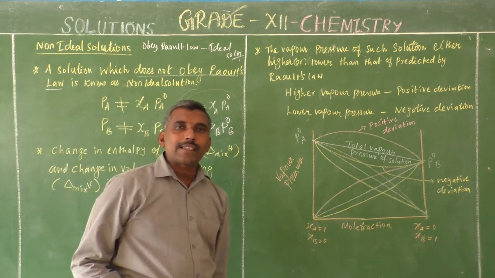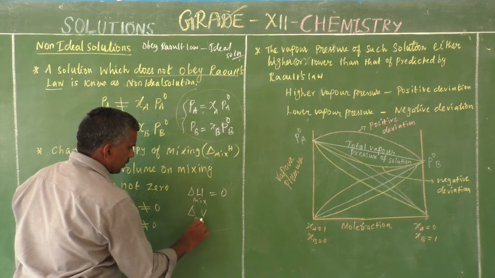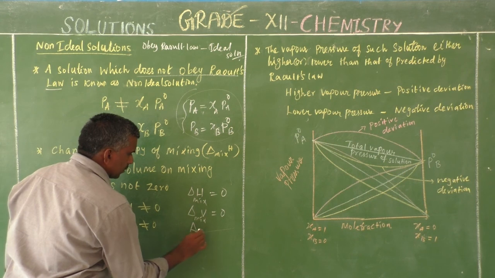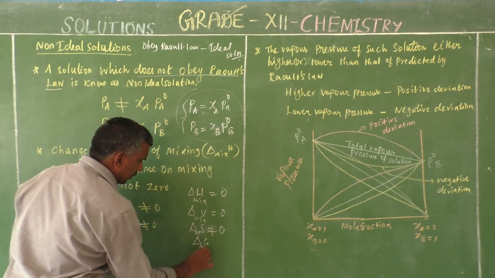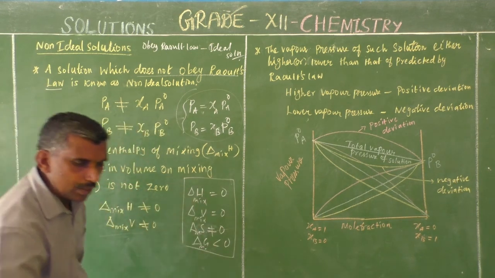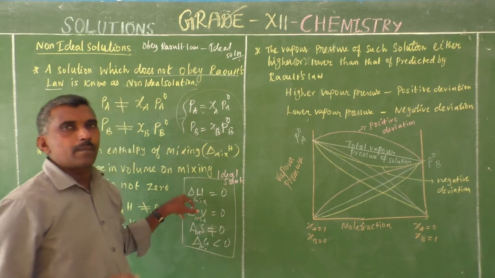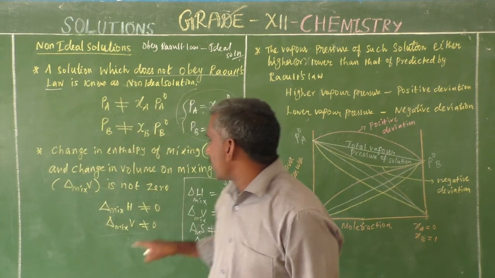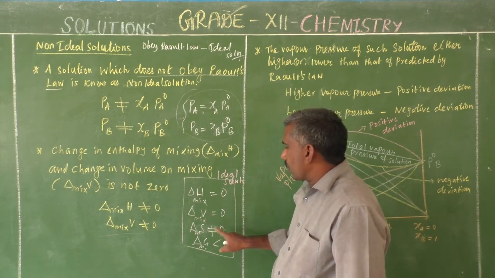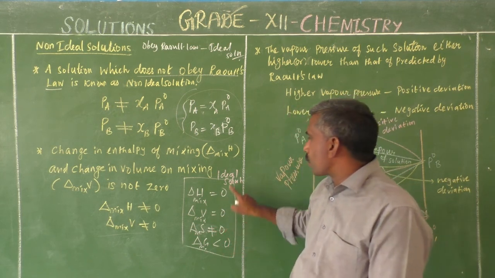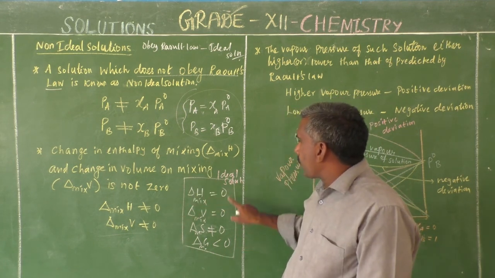Now, from the previous class, for an ideal solution: delta H mixing is equal to 0, delta V mixing is equal to 0, delta S mixing is not equal to 0, and delta G mixing is less than 0. So when any two liquids mix to form an ideal solution, the enthalpy of mixing is equal to 0, the change in volume is equal to 0, the entropy of mixing is not equal to 0, and delta G mixing is negative. These are the properties of an ideal solution.